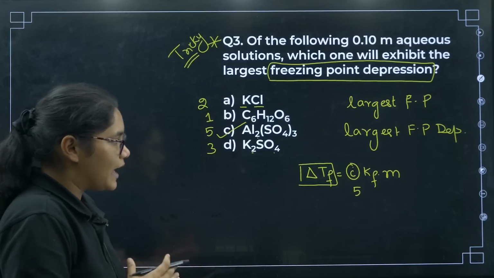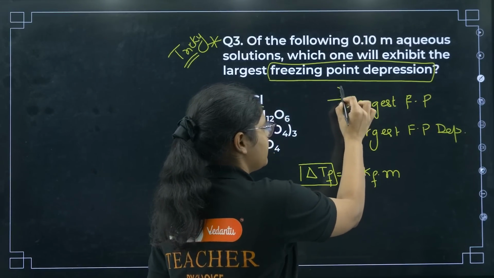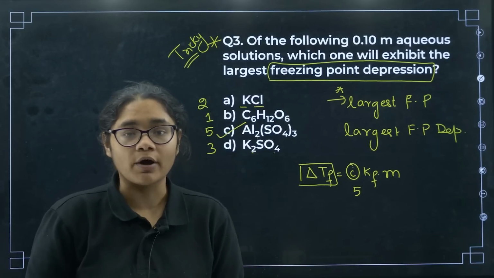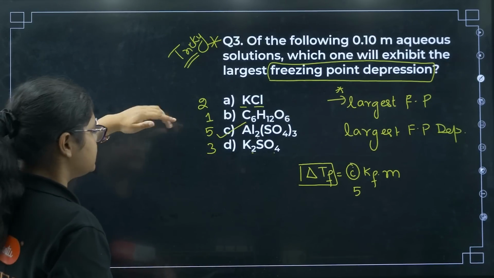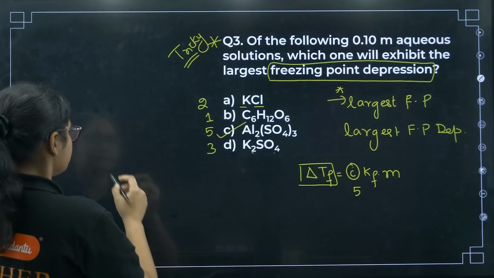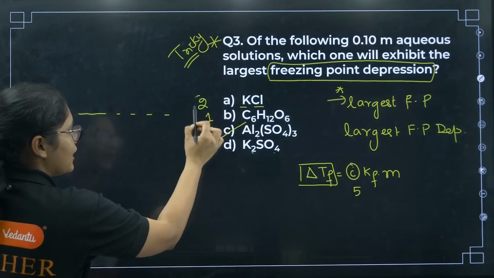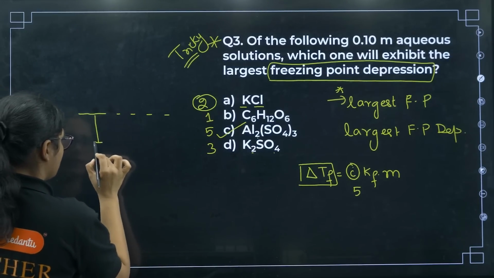But if the question had been which one is having the largest freezing point, this is very important, please listen carefully. Largest freezing point, okay. Now what happens is there will be depressions. Now you see, suppose this is the initial freezing point, and you have i equal to 2, so it will decrease, suppose I take it up to here.